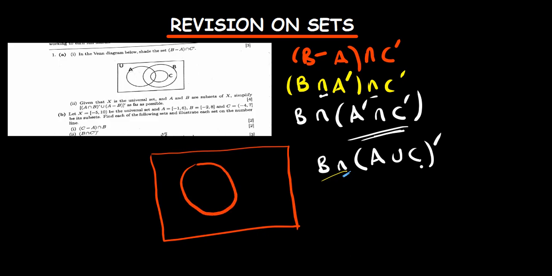Then I have my set C there. So this is C, that is B, that is A, and that is U, which is the universal set. Shade it in yellow. So my shaded region is this here, from what I found. Is there any question on this one? That's how you shade. Is there any question?